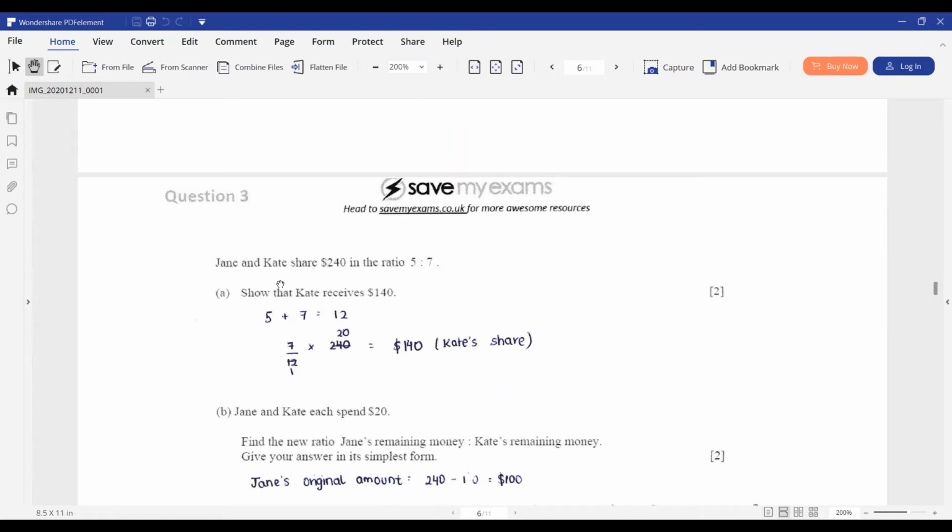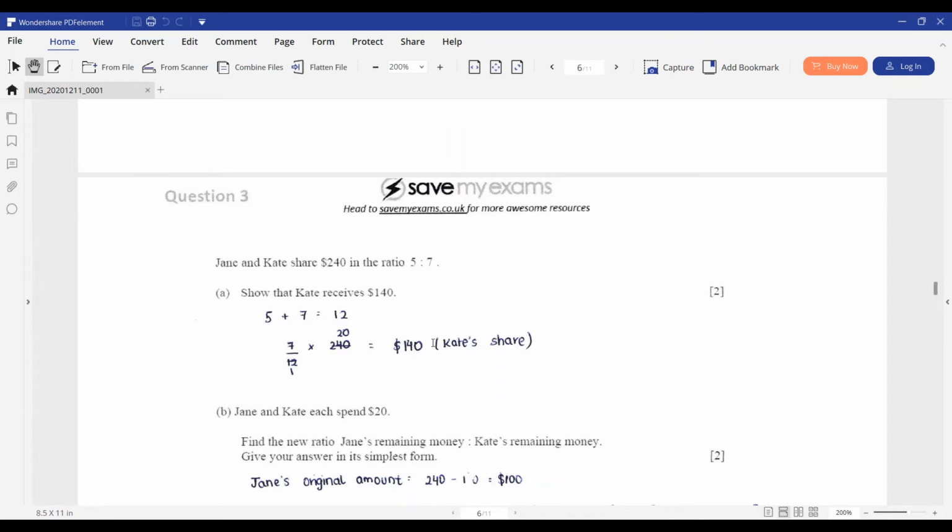So in a ratio question, the first thing we want to do is add the ratios. So what we want to do is take 5 and add 7. We should get 12. Now what we want to do is take 7 because 7 is representing Kate. Take 7 over the 12. 7 is basically your sample size. Take 7 over 12, multiply by 240, and basically you should get $140.